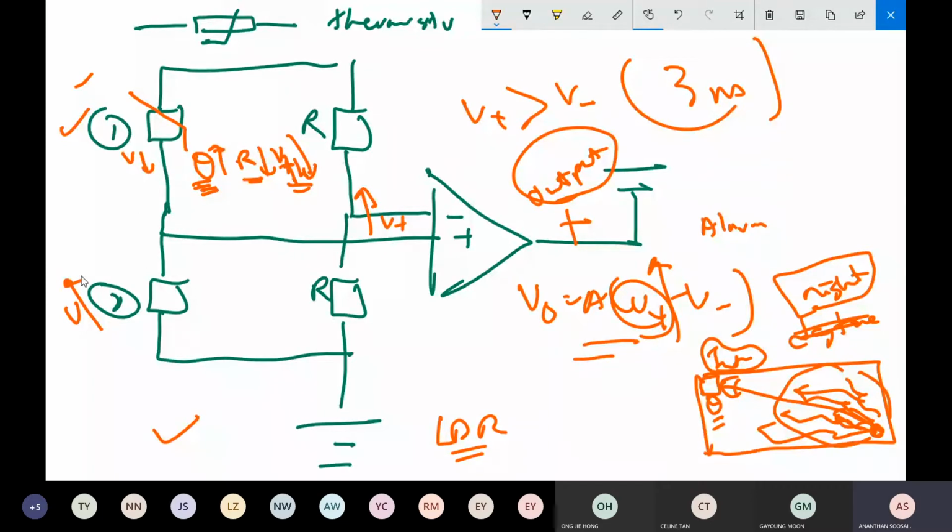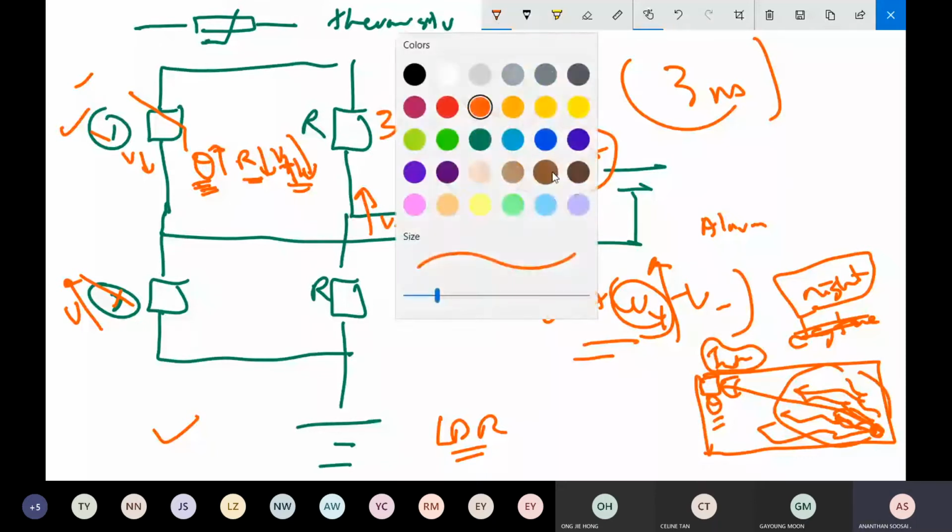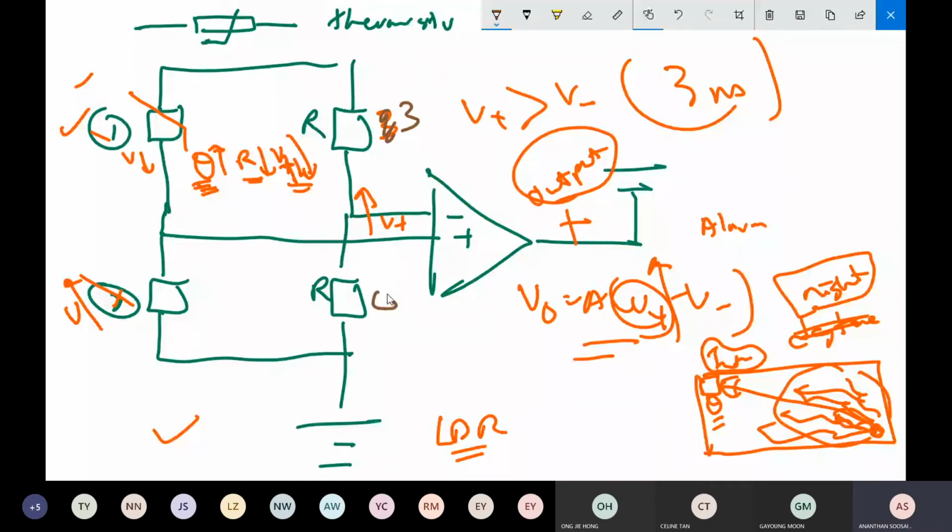Don't use 1 and 2 anymore. The first potential divider works for the LDR. I want to fix the LDR in 3 and 4. Tell me, 3 or 4, where do you fix the LDR? 4. Everyone agree? Is it 4? We put the LDR here. Does it work? Okay, let's see.